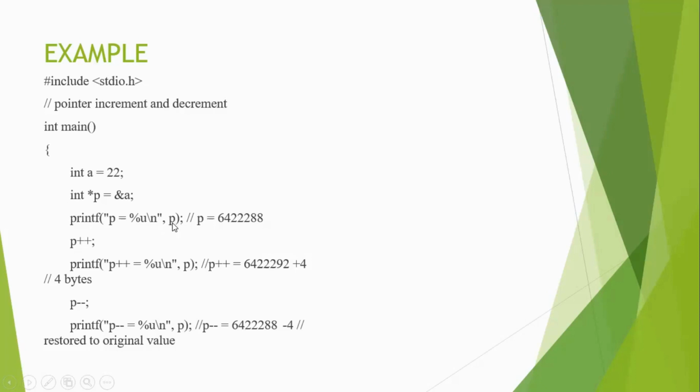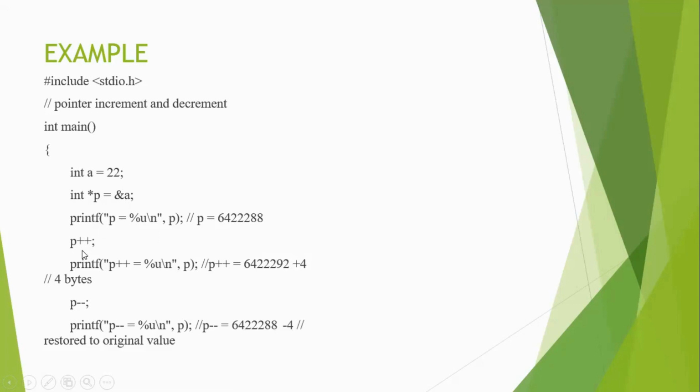So now P is holding the address of A. This is a dummy address. Based upon the compiler, the address may differ each time. So P refers to the address, and now I can print the address of the variable A.